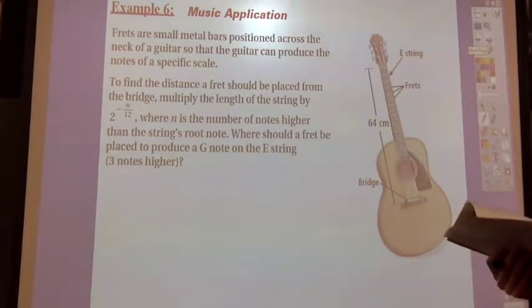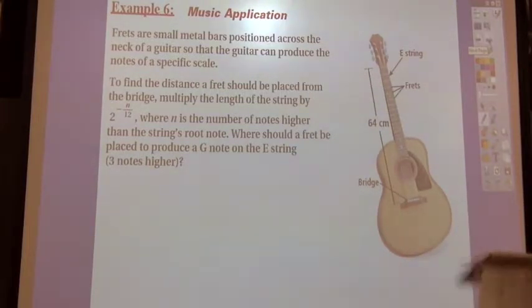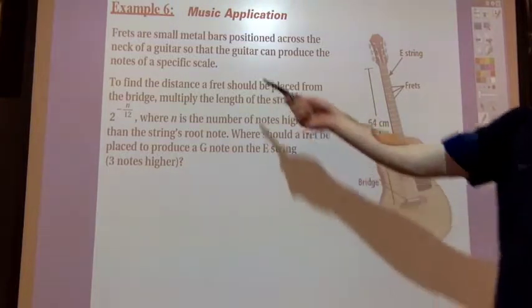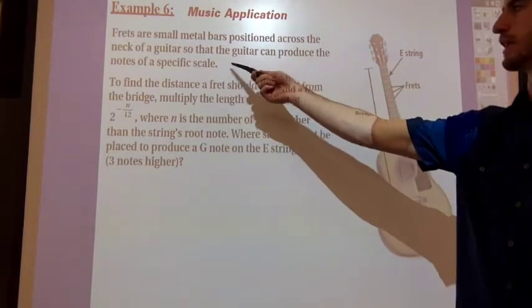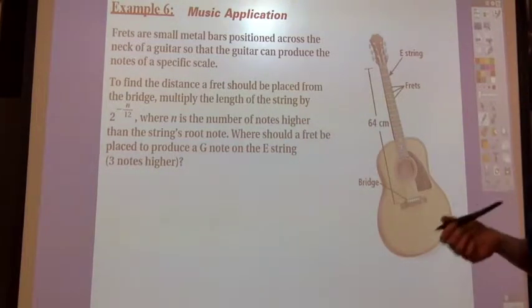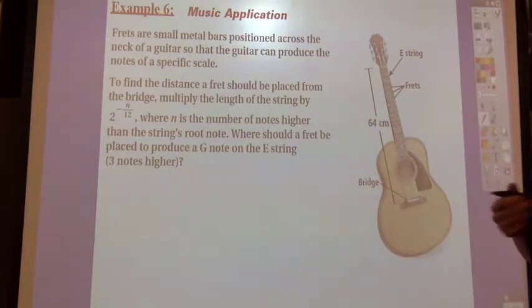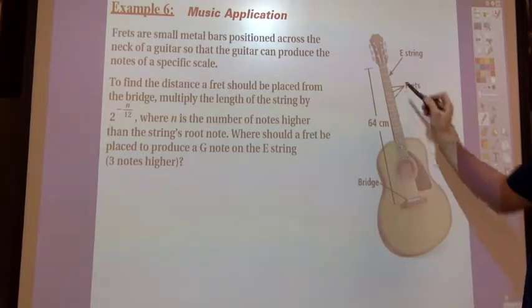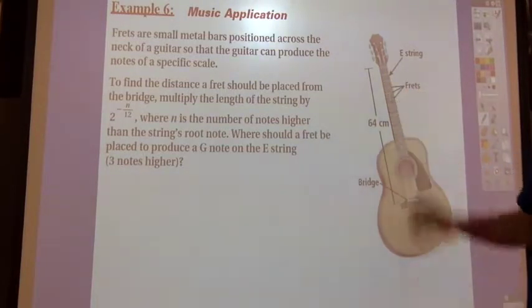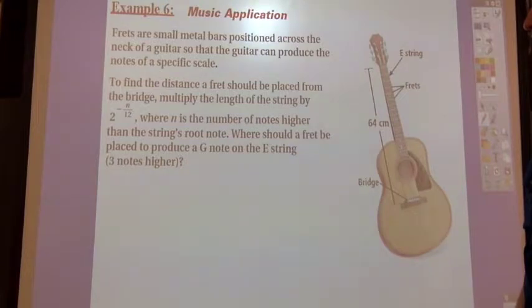This, I believe, is the last equation. So, this is a music problem. It said frets are small metal bars positioned across the neck of a guitar so that the guitar can produce the notes of a specific scale. So these are your frets right here, these metal bars. I used to play guitar for a little bit, but I was never very good. So I don't really know exactly what it's talking about.